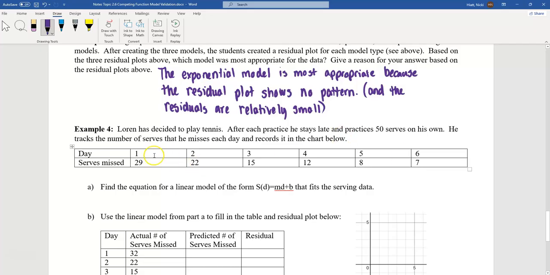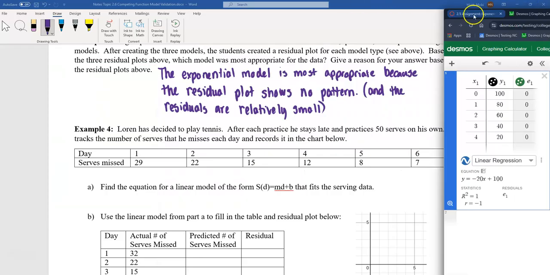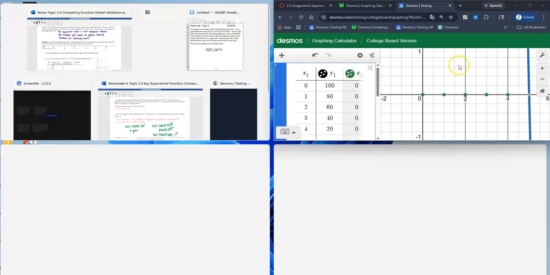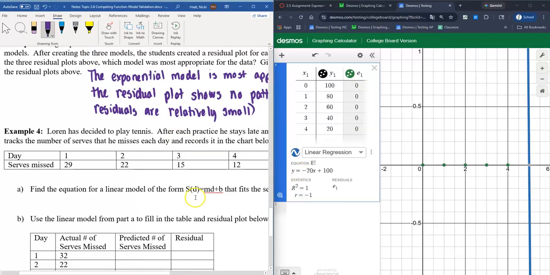Right. So first thing we're going to do is find a linear model. We're going to do this first one together, and then I'll let you guys try the second one on your own. So we're going to pull up Desmos here, and we're going to put this data in.